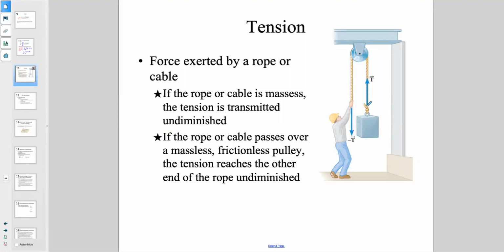And we have the direction of the tension upward, or along the positive y direction, because there is a fixed pulley, all right? If the rope is massless, then all of the tension that this guy is applying to the rope will be directly applied to the other end without being diminished, okay?